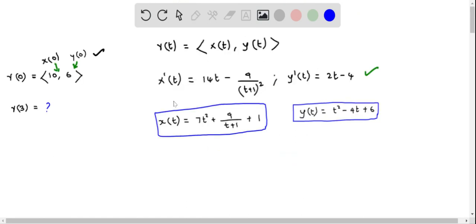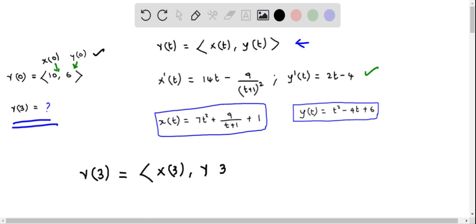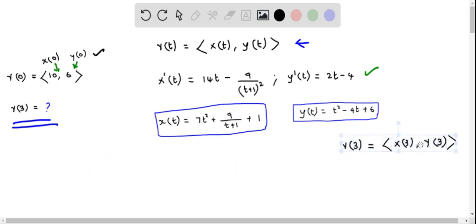So now that we have determined both x of t as well as y of t, we can find the location of the particle at t equal to 3. That is r of 3. We can plug it into this equation. And when we do that, r of 3 equals x of 3, comma y of 3. And this means we have to determine x of 3 and y of 3, which we will do now. So all that we have to do is plug in t equal to 3 into x of t as well as into y of t to determine x of 3 as well as y of 3. So let's do that.